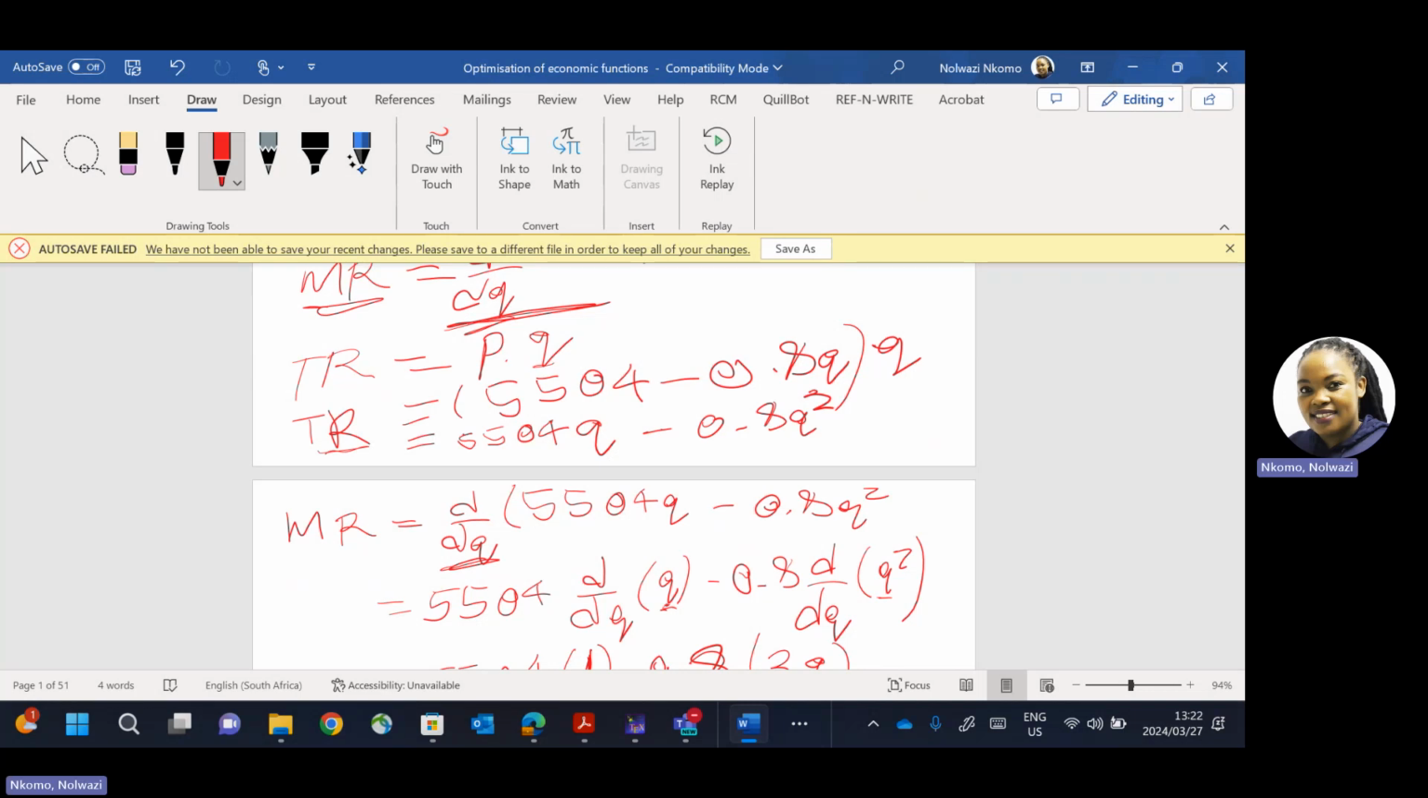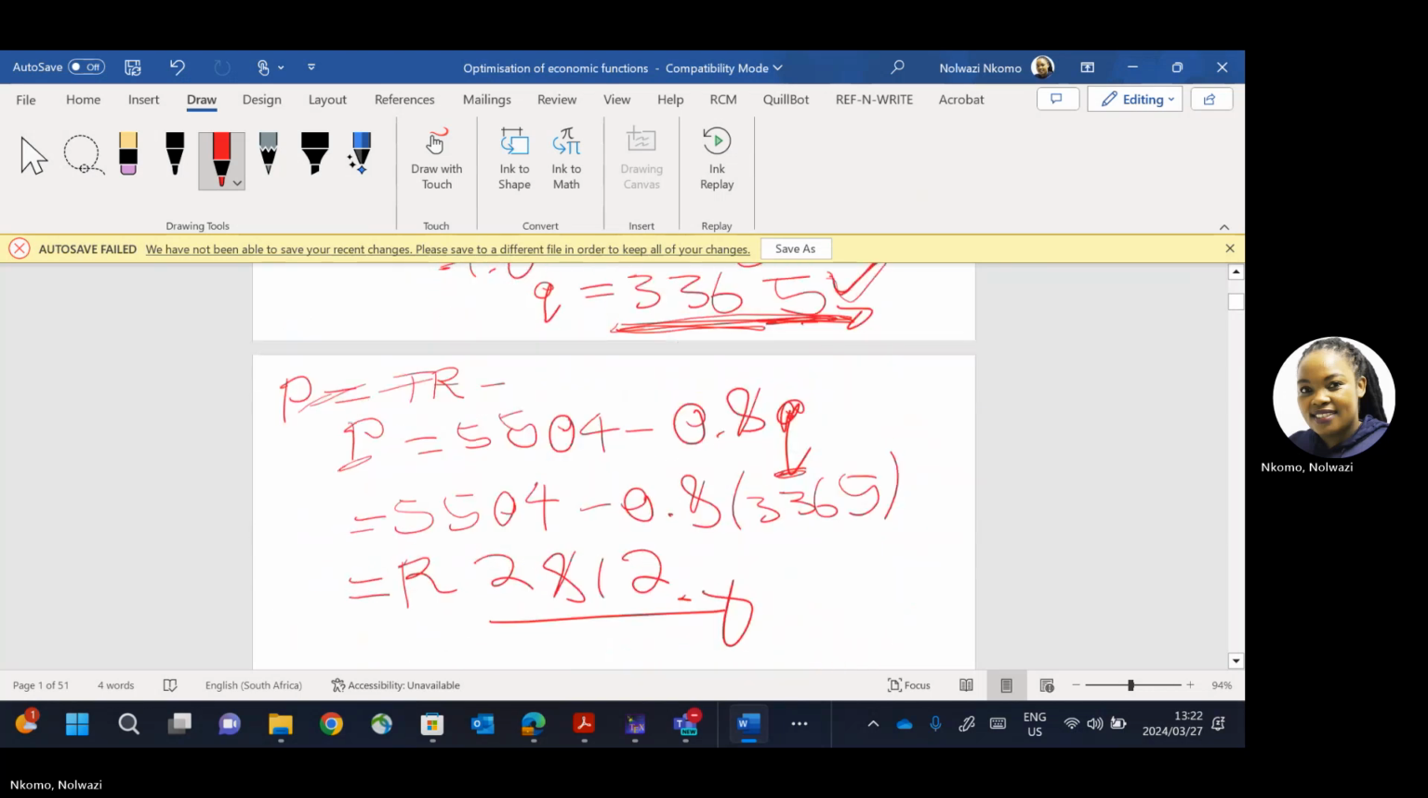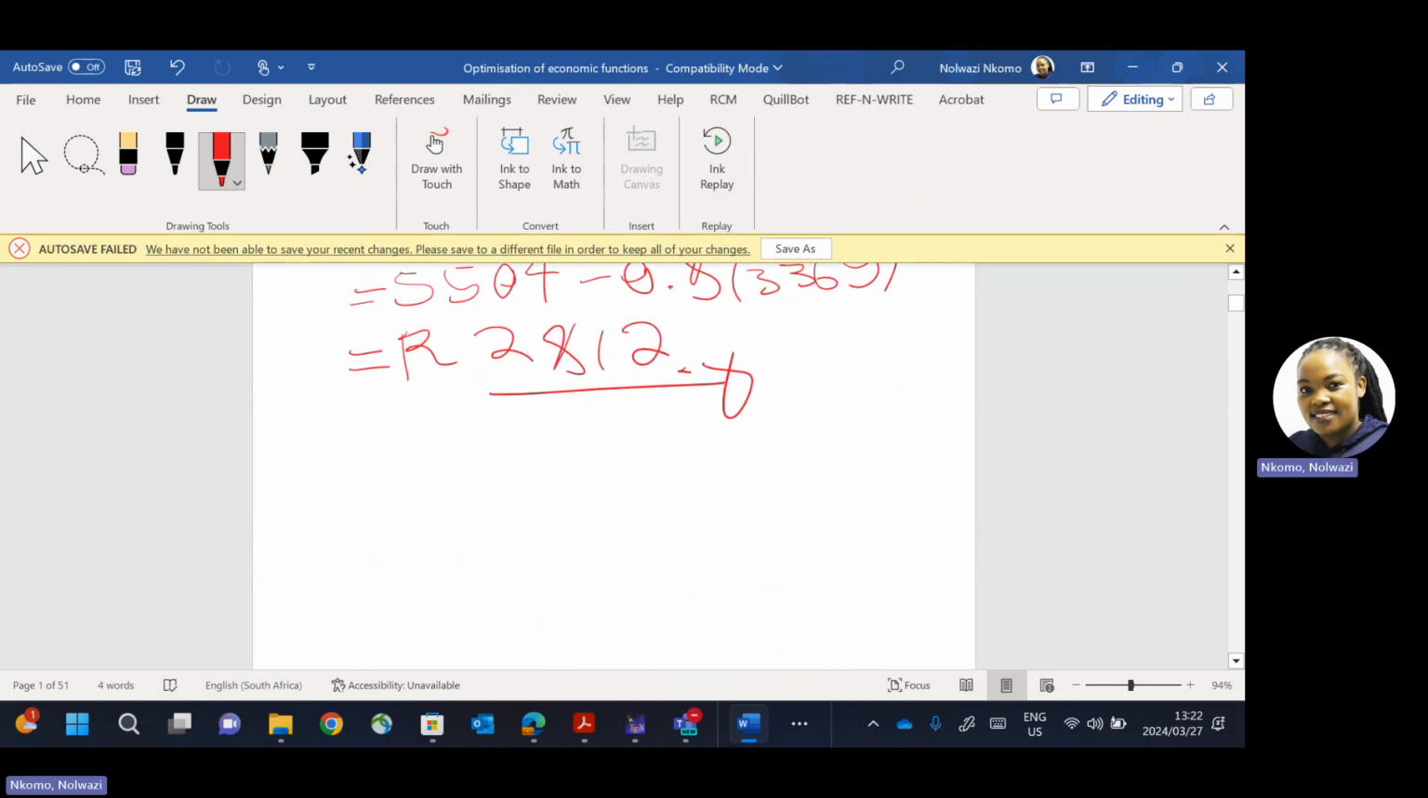Okay, let's try and do another example. We're still going to have a total session, but let me try and do more examples.